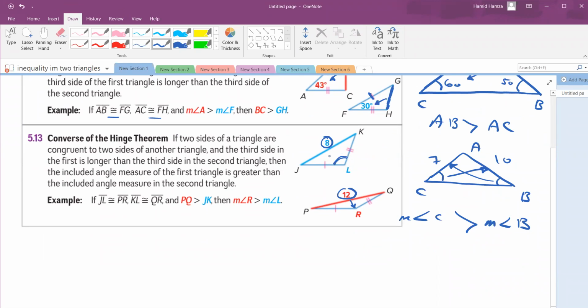If the other two sides are equal, guys, are congruent. So 8 and 12, 12 is greater than 8. What about the other two sides? The other two sides are congruent: JK congruent to RQ, PR congruent to JL. So if that happens, the angle opposite to 12 is greater than the angle opposite to 8. This is the converse of the hinge theorem. Okay, guys. So let's take an example.